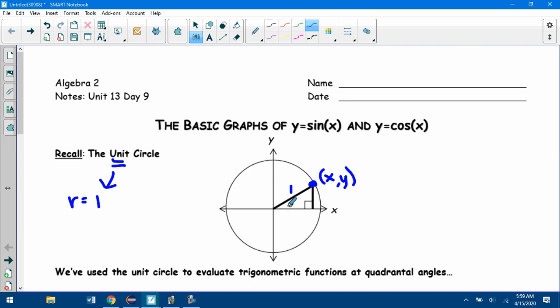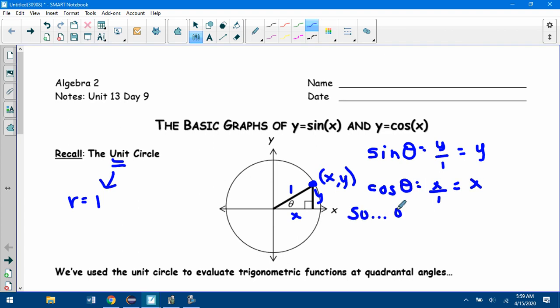So what's this length down here? Again, using the point, I'm going over x and then up y. So this is x, this is y. And the purpose for that today is going to remind you that sine of theta, which is opposite over hypotenuse, is y over 1, or just the y coordinate. And cosine of theta, which is adjacent over hypotenuse, or x over 1, would just equal the x value.